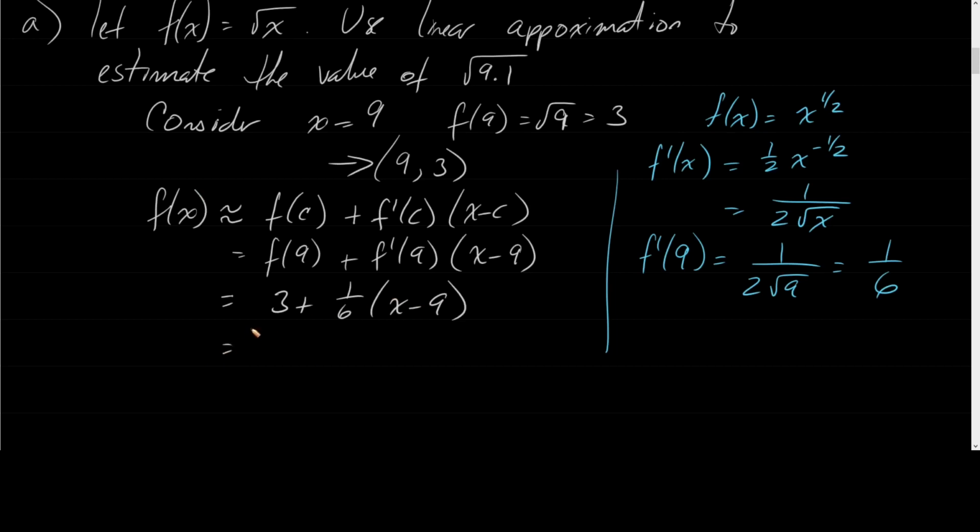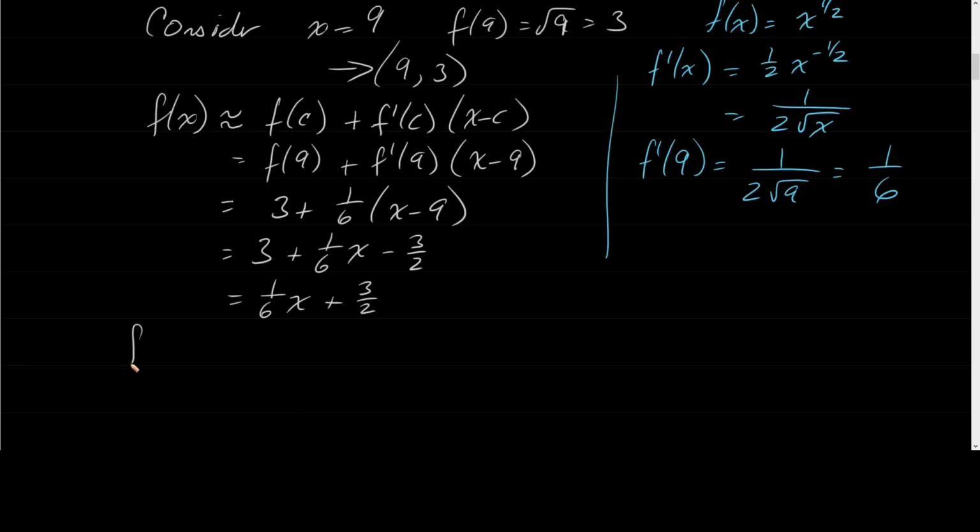So let's reduce this a little bit. In other words, let's expand so that we can combine like terms. Notice that 1/6 times negative 9 is negative 3/2, because I just reduced 9 over 6; they're both divisible by 3. From there, I end up with 1/6 x plus 3 minus 3/2. So apple minus half an apple, I get half of 3. There we go. That's my linear approximation. So what we found here is that f of x is approximately 1/6 x plus 3/2.